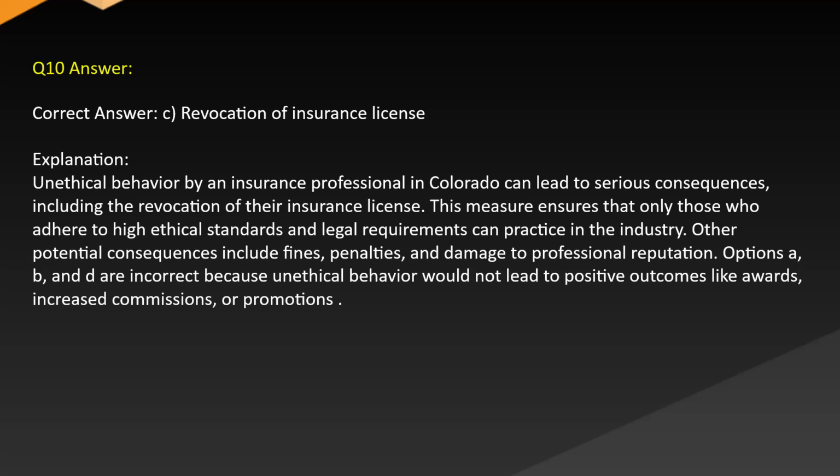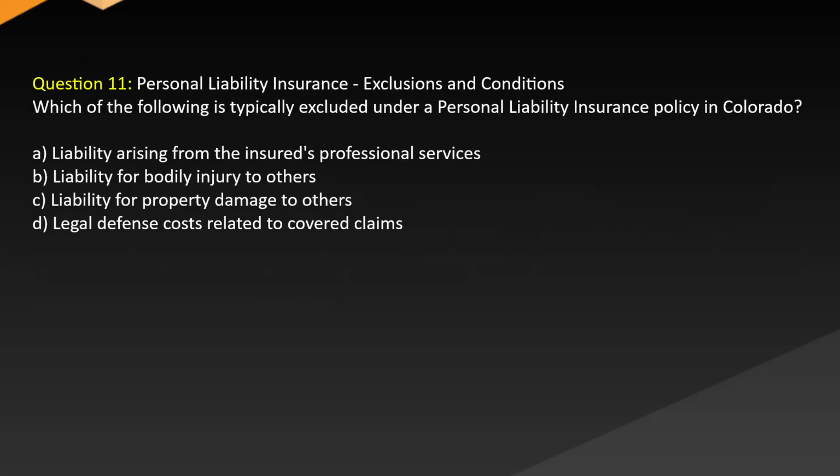Explanation: unethical behavior by an insurance professional in Colorado can lead to serious consequences, including the revocation of their insurance license. This measure ensures that only those who adhere to high ethical standards and legal requirements can practice in the industry. Other potential consequences include fines, penalties, and damage to professional reputation. Options A, B, and D are incorrect because unethical behavior would not lead to positive outcomes like awards, increased commissions, or promotions.